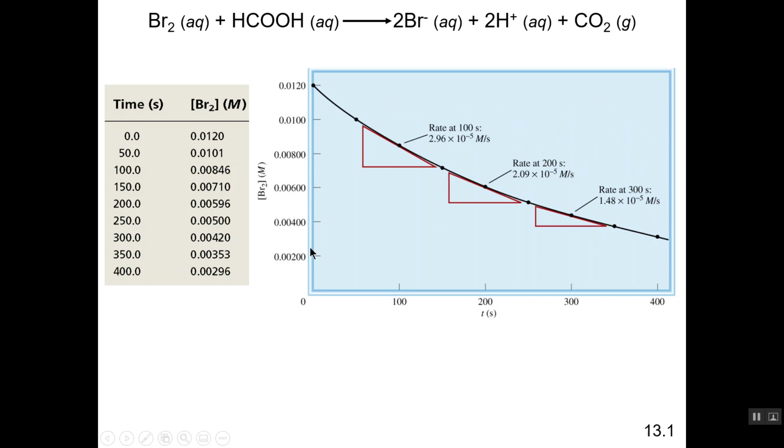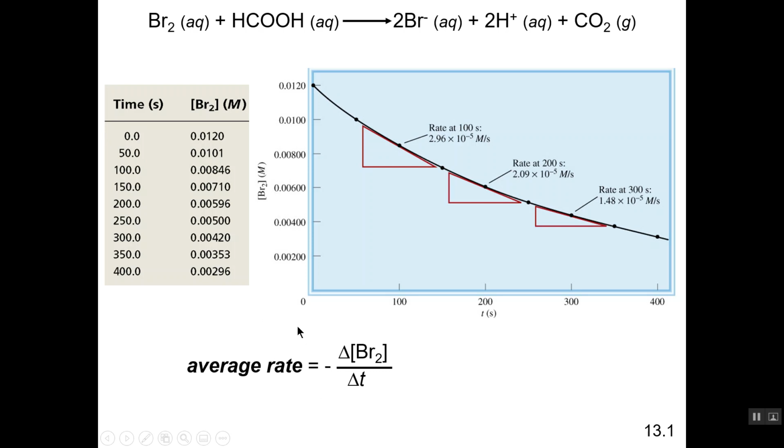We can plot a graph of concentration of bromine on the y-axis versus time in seconds on the x-axis. And as you can see, you get a smooth curve here, all right? And we can, therefore, based on this plot, calculate the rate. Now, there are two types of rates of reaction that you need to be aware of, right? There's one type that is known as the average rate of reaction.